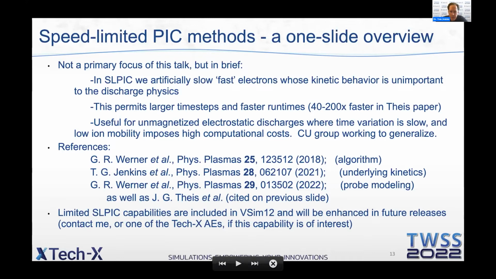The work group up at CU is working to generalize the applicability of speed limited PIC, and we will see more publications on that as that work goes forward. But for the moment, this is what it's good for. I've got a couple references here you can look at, and I'd be happy to take questions about it offline or in the future if this feels like a thing you'd want.